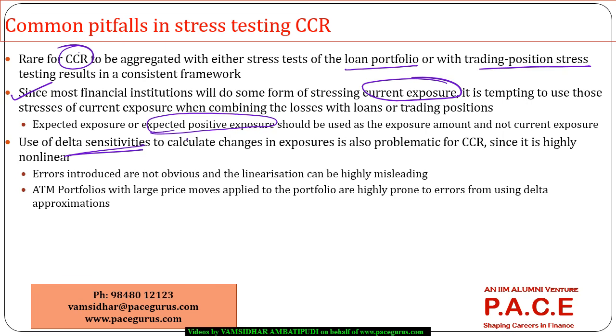Similarly, companies keep using the delta sensitivities to calculate changes in exposure. They treat it as linear, but many times it is highly non-linear. So there are so many errors that come up which are not even obvious, and they can be highly misleading, especially when you work with at-the-money portfolios. You will find large movements in the errors when you are using delta approximation. So you should be very careful when you are doing the stress testing computations based on the counterparty credit risk.